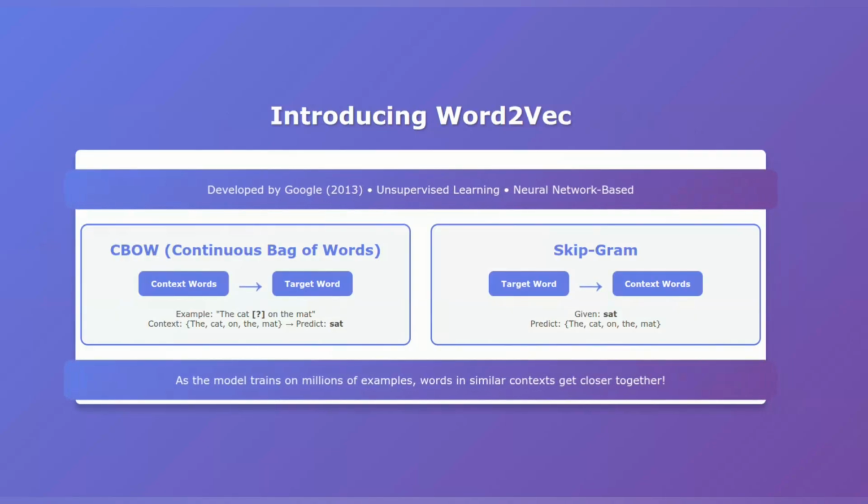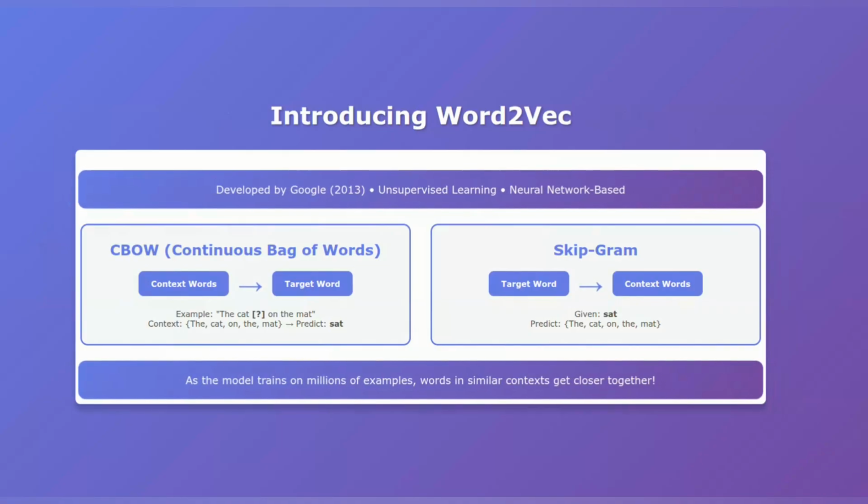All right, now let's talk about our first technique, Word2Vec. Word2Vec was developed by a team at Google in 2013, and it completely revolutionized how we create word embeddings. It's a neural network-based model that learns embeddings from large text corpora. The beautiful thing about Word2Vec is that it's unsupervised. You just feed it tons of text, and it figures out the embeddings automatically.